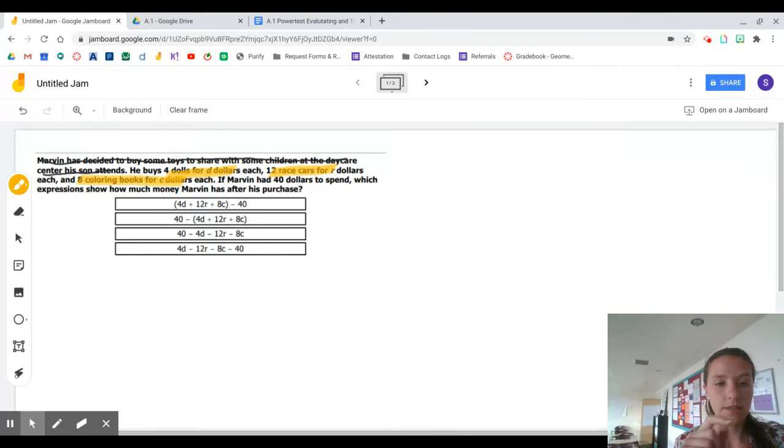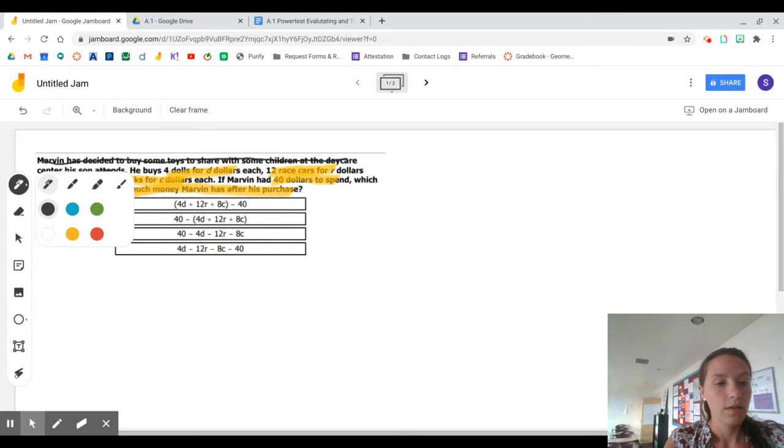for C dollars. So what that's saying is I'm buying 4 dolls. I don't know exactly how much they cost, so I'm going to call that D. I'm buying 12 race cars. I don't know how much that costs, so I'm calling it R. And I'm buying 8 coloring books that cost C dollars. Then I know he had $40 to spend in the beginning, and I want to know how much money Marvin has after his purchase.